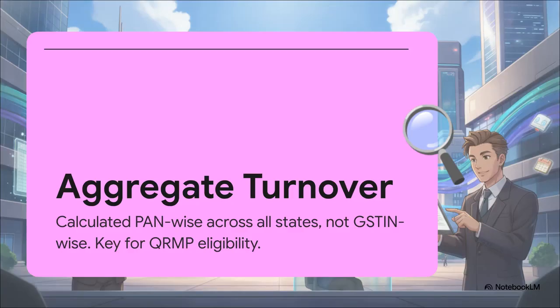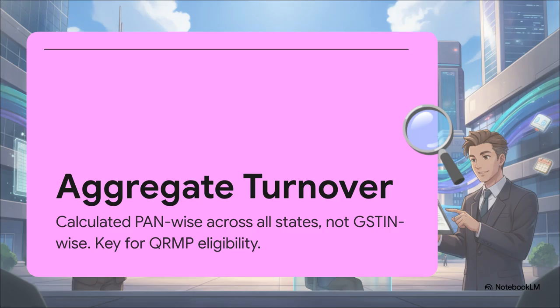But before we move forward, we absolutely have to talk about aggregate turnover. The timeline we just looked at was for a monthly filer. Now, if your turnover is under 5 crore rupees, you can opt for the QRMP scheme, quarterly return, monthly payment. But here is the catch, and it's a big one.